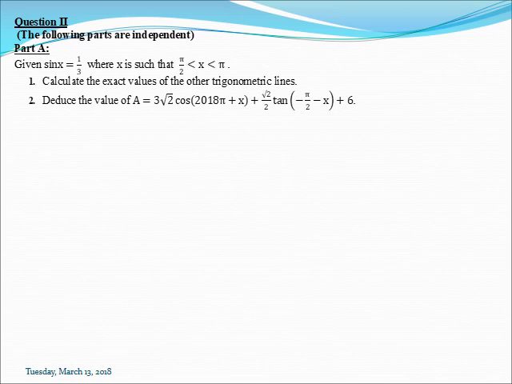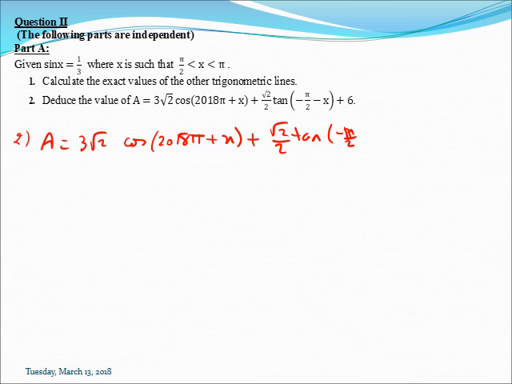Number 2. Deduce the value of A. A equals 3 radical 2 cosine of 2018 pi plus x plus radical 2 over 2 tangent of minus x minus pi over 2 minus x, plus 6, equals 3 radical 2 cosine. 2018 pi is equal to 2k pi, so it's 0.